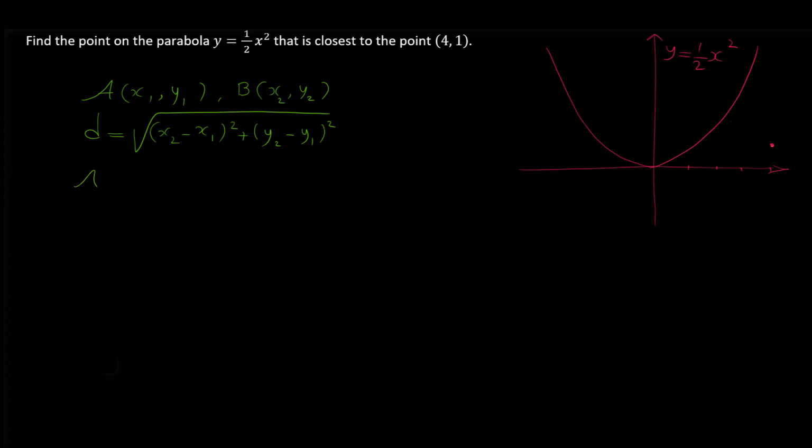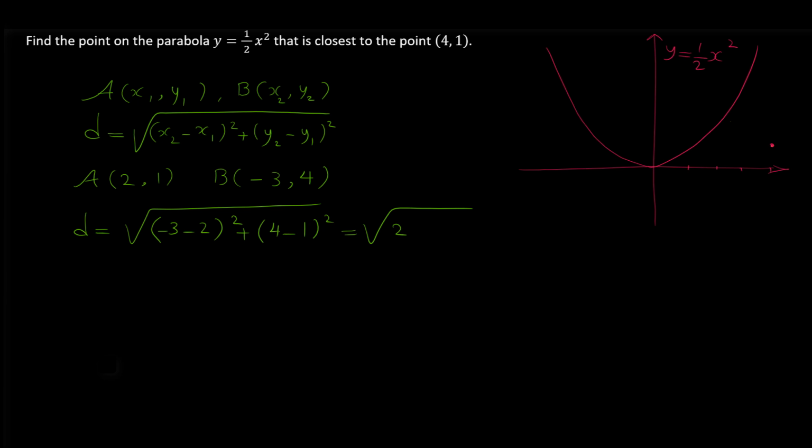For example, if you have a point like (2, 1) and another point (-3, 4), the distance between these 2 points is the square root of (-3 minus 2) squared plus (4 minus 1) squared. Negative 3 minus 2 is negative 5, squared is 25. 4 minus 1 is 3. 3 squared is 9. So the distance is the square root of 34.